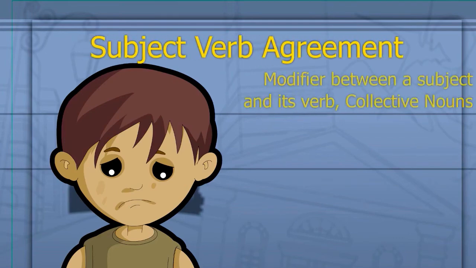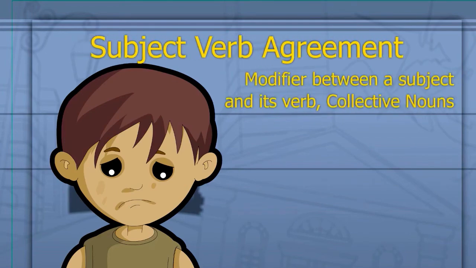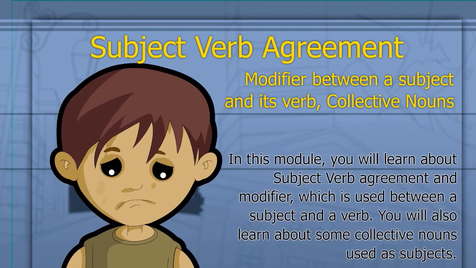Subject-verb agreement, modifier between a subject and its verb, collective nouns. In this module, you'll learn about subject-verb agreement and modifier which is used between a subject and a verb. You'll also learn about some collective nouns used as subjects.